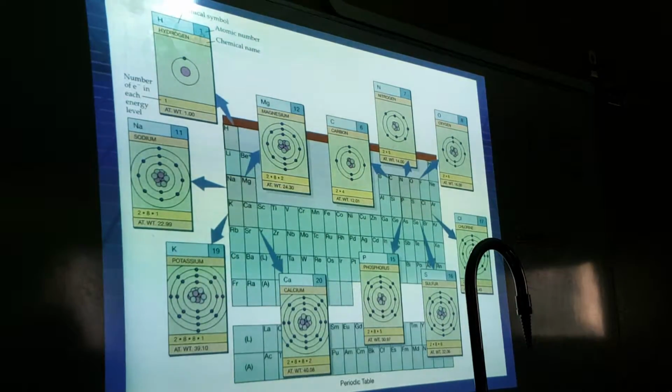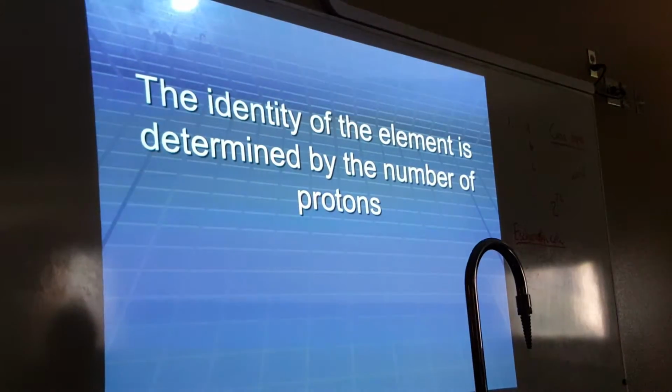Next slide, please. The identity of the element is determined by the number of protons, whether you're talking about the neutral element or the ion.